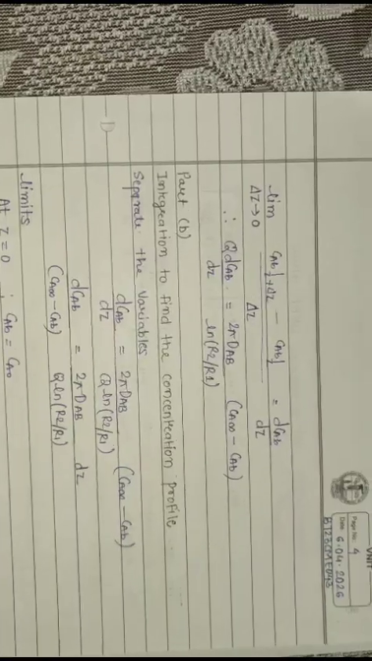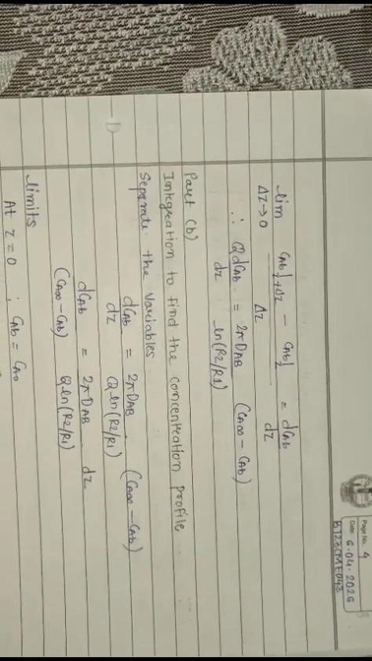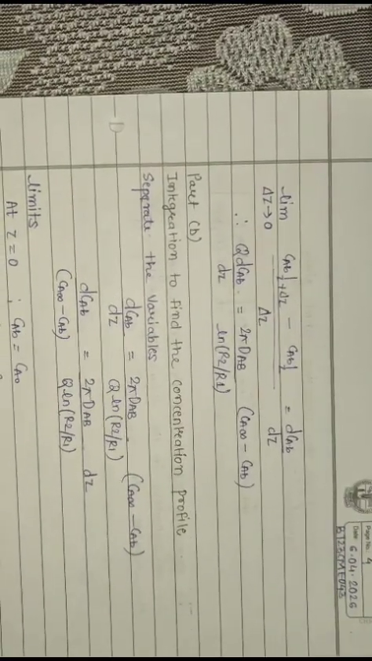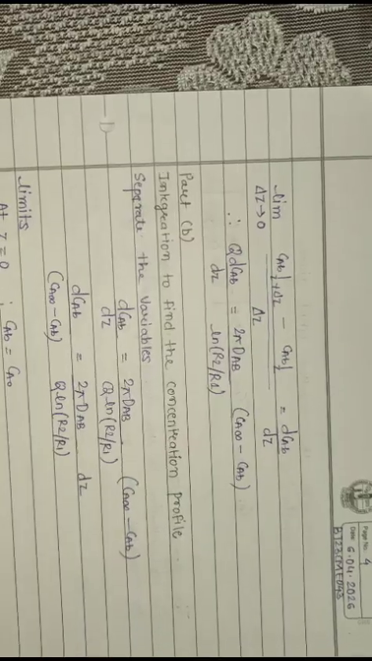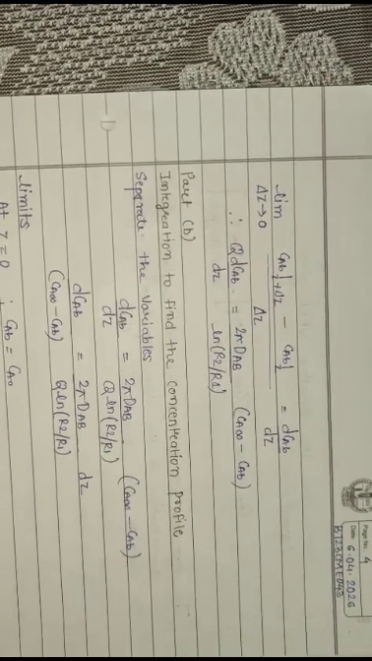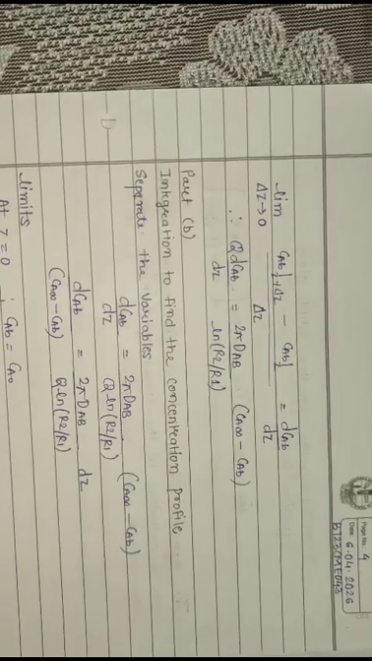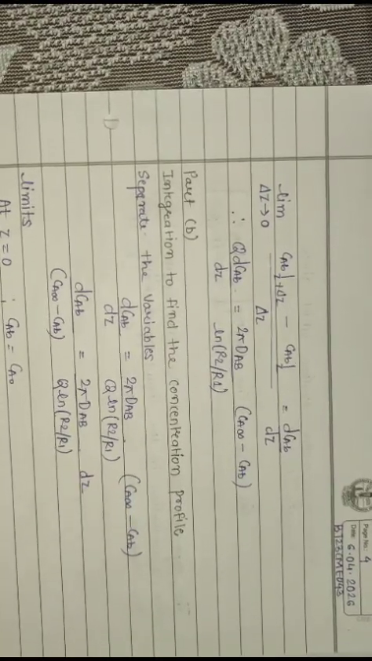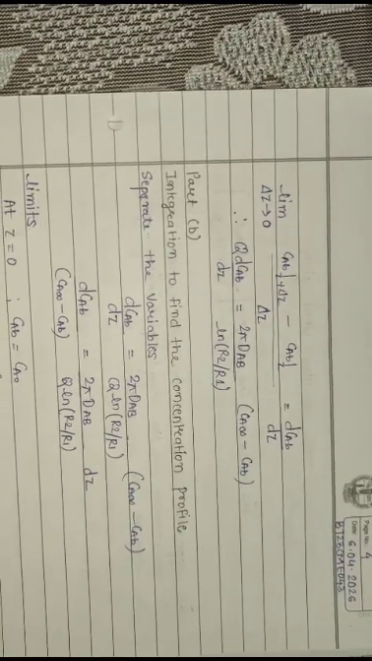And the equation will become Q dCA by dZ equal to 2 pi into diffusibility upon ln R2 by R1, that is outer radius upon inner radius, into surrounding concentration minus bulk concentration.